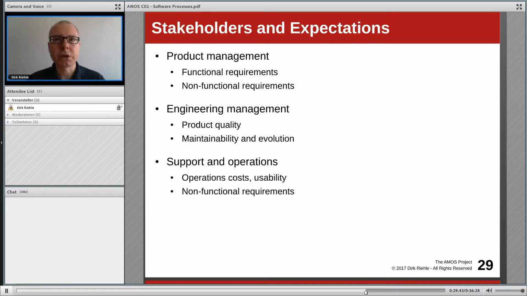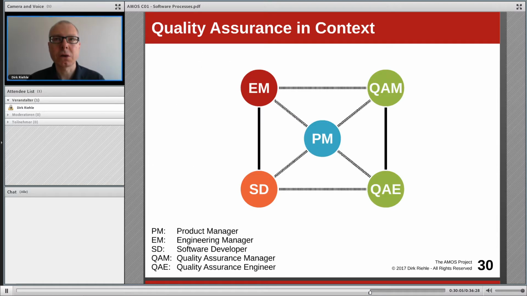And finally, quality assurance, or the question of is it releasable, also needs to cover non-functional aspects like operations cost and usability, and other forms of non-functional requirements that will influence the tests, test scripts, test plans, and the ultimate decision of release or not release.